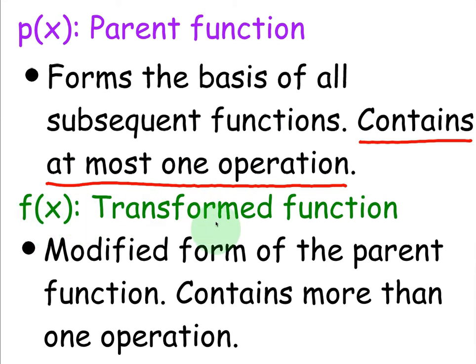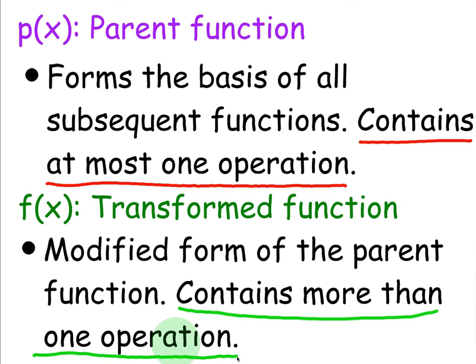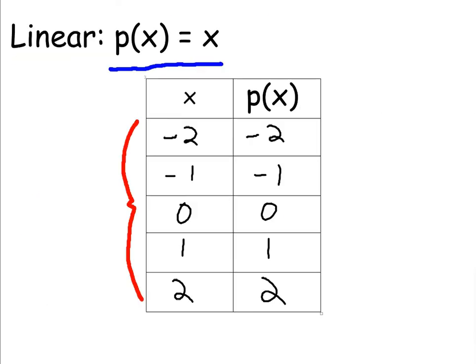Now, we're talking about this because we're going to be talking about function transformations. A function transformation is a modified form of the parent function, and it contains more than one operation. So if you see like a plus and then a minus and then a divide, or just a plus and a divide, you know it's going to be a function transformation. Now we are going to use f of x to denote transformed functions, and in this class I'm going to use p of x to denote a parent function. Pretty simple, right? Because p means p for parent.